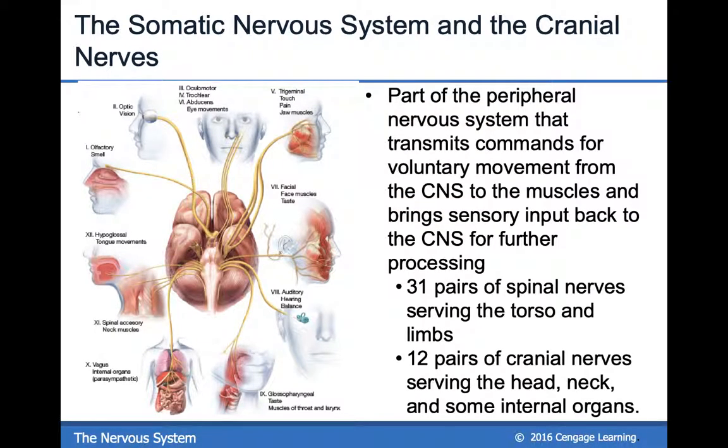Also coming out of this, the very bottom of your brain, are what's called your cranial nerves. Cranium, meaning your head. They serve your head, neck, and some of our internal organs. So if you look at this image, number 1 is our olfactory nerve, for smell, that comes up from the base of our brain and goes into our nasal cavity so we can smell. The second one goes to our optic nerve, which is for vision. Then numbers 3, 4, and 6 all have to do with the movement of your eyes back and forth, up and down.